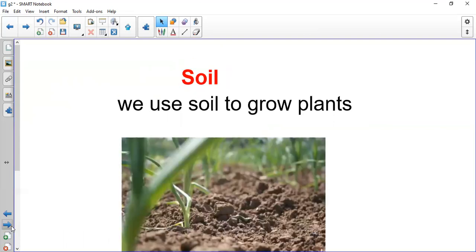Soil is the fourth type of natural resource that's found in nature. Who doesn't know how we can use the soil? We can use the soil to grow plants.